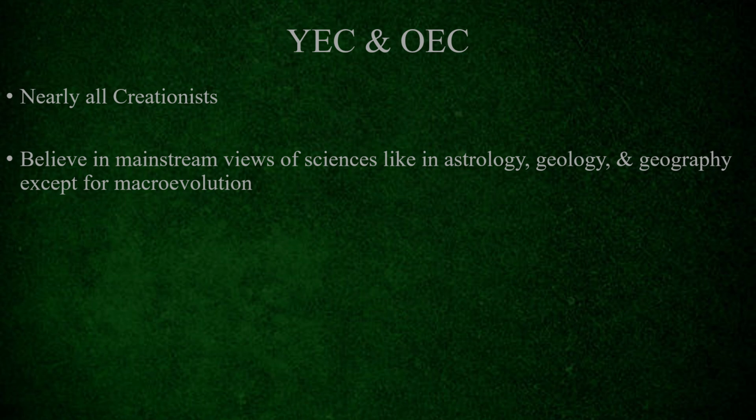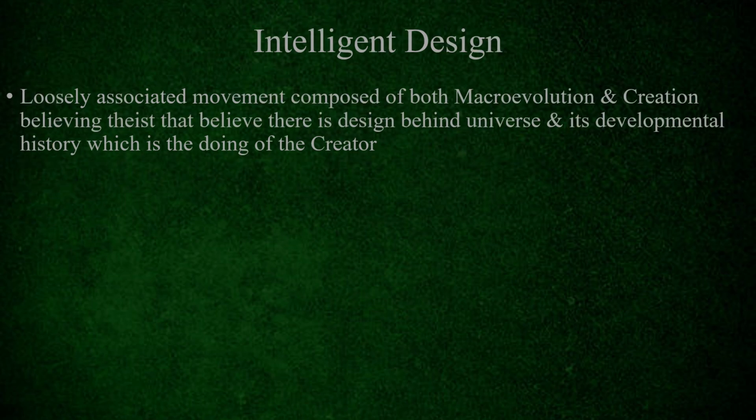Now, YECs and OECs are nearly all creationists, because the previous two are so extremely rare. And they believe in mainstream views of science when it comes to astronomy, a lot in geology, and in geography, except for anything that has to do with macroevolution. So, yes, they believe the Earth is a globe, a sphere, not flat, and they do believe that the Earth is revolving around the sun.